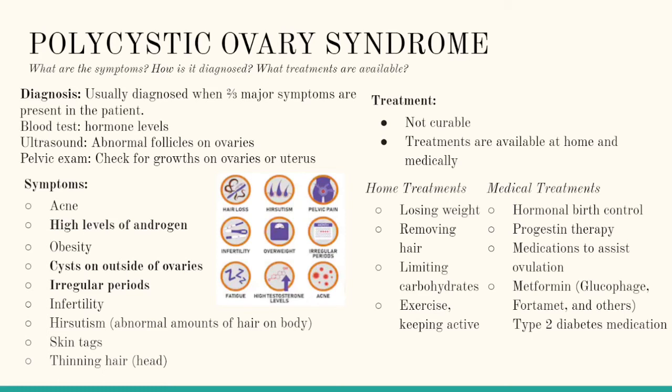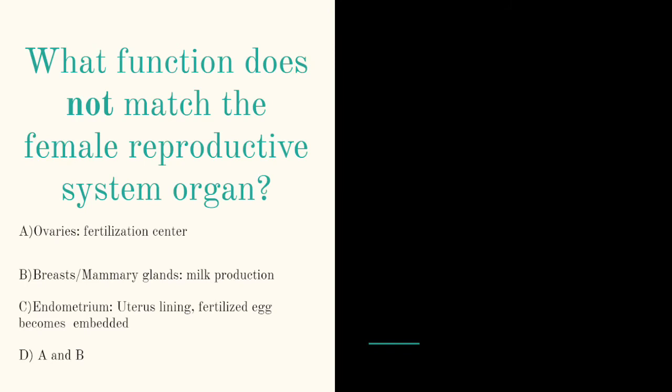Other symptoms include acne, obesity, infertility, abnormal amounts of hair on the body, skin tags, or thinning hair on the head. There is no treatment that cures PCOS, but there are medical and home treatments available to assist in managing the symptoms. Home treatments include losing weight, removing hair, limiting carbohydrate intake, exercising, and just keeping active. Medical treatments include hormonal birth control, various other medicines, and metformin, which is a type 2 diabetes medication to assist with insulin levels. Now it is time for the exam questions.